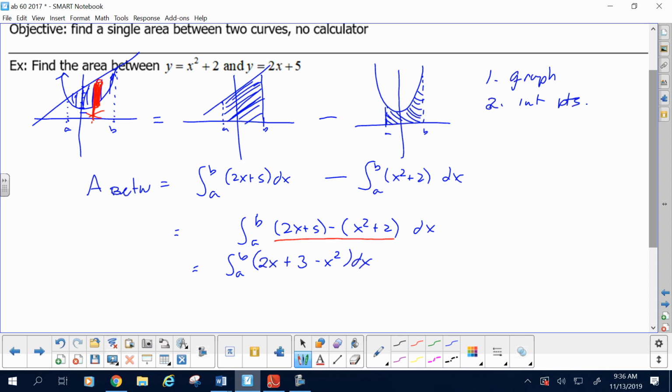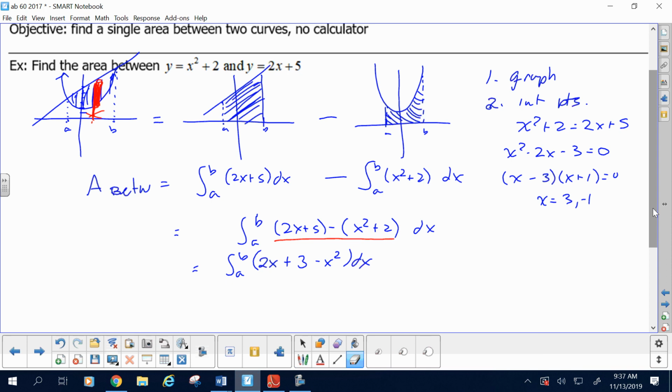x squared plus 2 equals 2x plus 5, which means x squared minus 2x minus 3 equals 0 if I put everything on one side. Does it factor? Yeah. How? Minus 3 and plus 1. So the roots, or the zeros, are 3 and negative 1. Does that match my picture? Yeah. So the limits, I'm going to change A and B to negative 1 and 3.